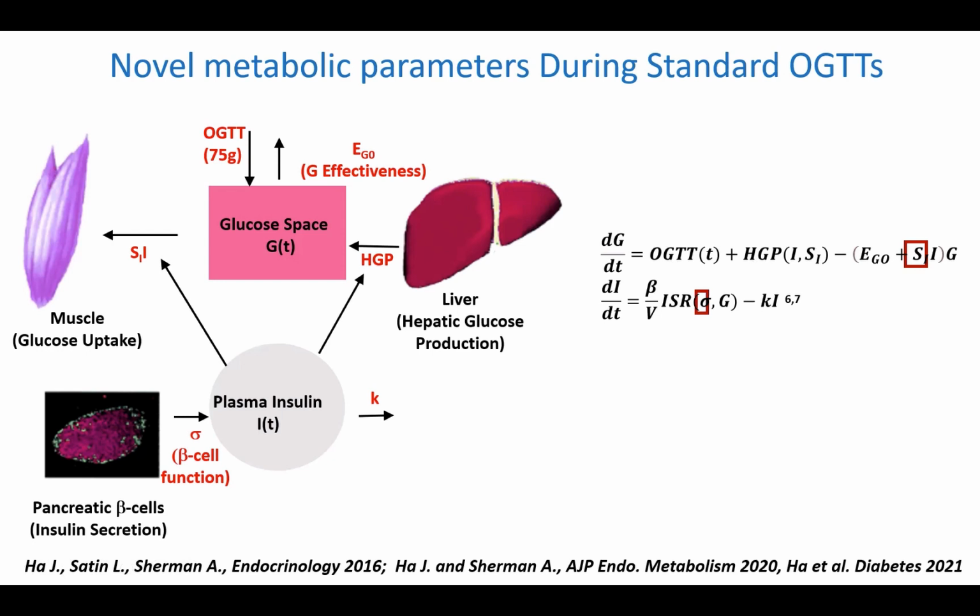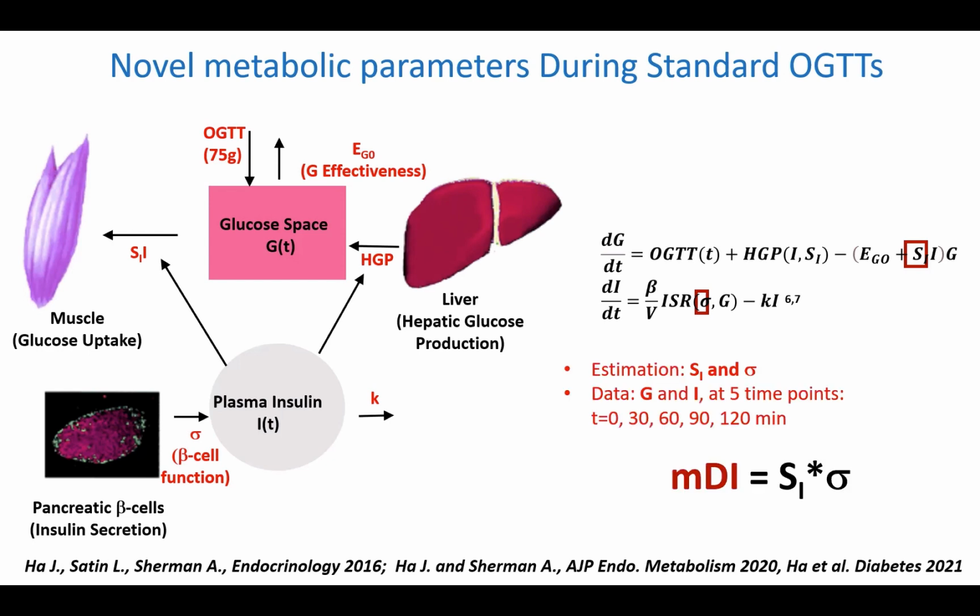So we're going to estimate the insulin sensitivity SI and beta cell function sigma. For the estimation of SI and sigma, the input data are glucose and insulin at 5 time points, 0, 30, 60, 90, and 120 minutes, from the standard OGTT. Then we define the MDI. MDI stands for mathematical model-derived disposition index, SI times sigma. I'm going to show the simulation for this.